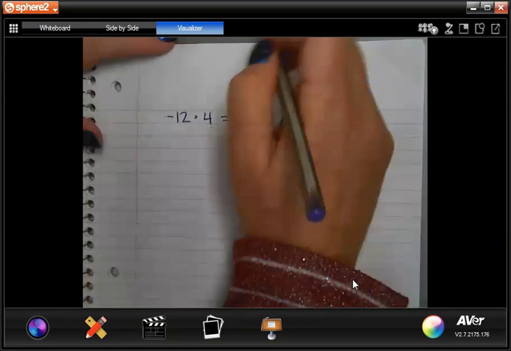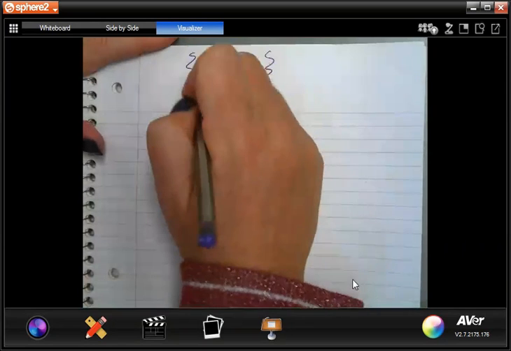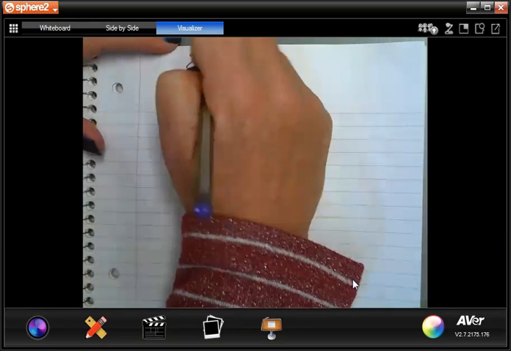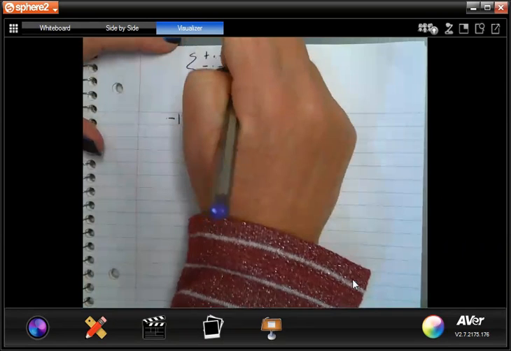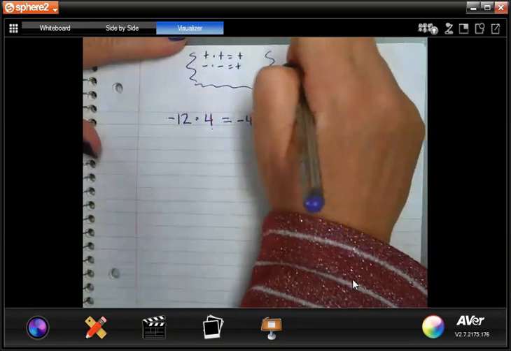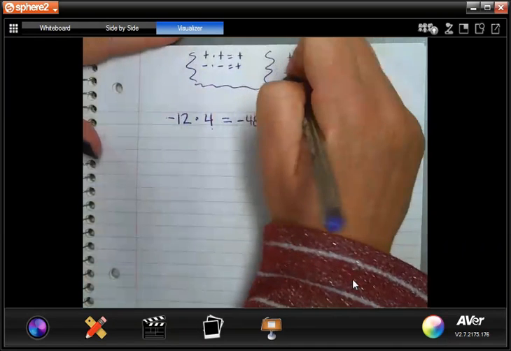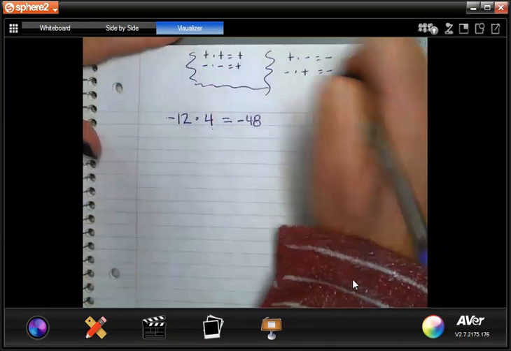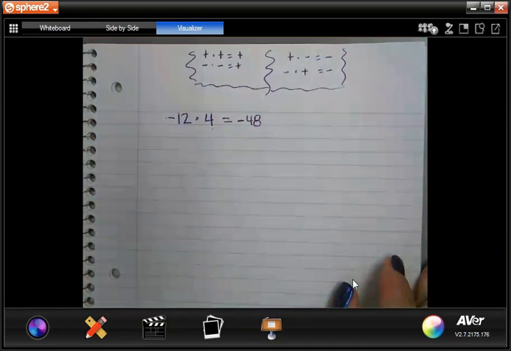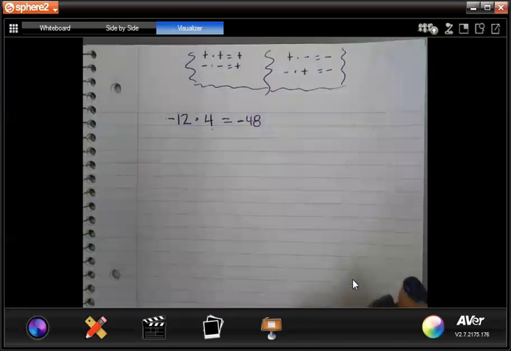Now, I do have a little cheat sheet that you can always put up here. Positive times positive is positive. Negative times negative is positive. Okay. Then you could go the vice versa. Positive times negative is negative. Negative times positive is also negative. So that's kind of your cheat sheet right there. That would be a good cheat sheet for you to have. Okay. And then same rules apply for division.